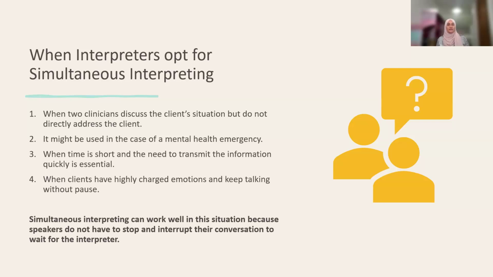This is very important. It's really important not to stop or intervene or stop the client from speaking, even if they are maybe emotionally disoriented.